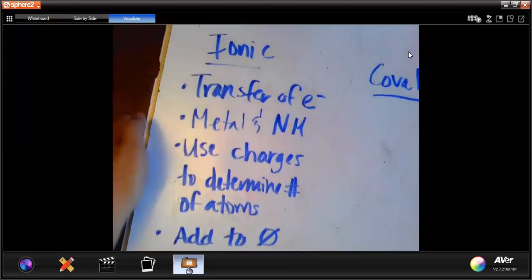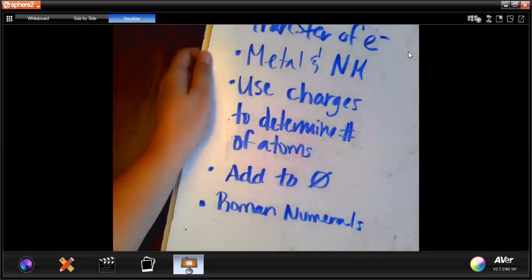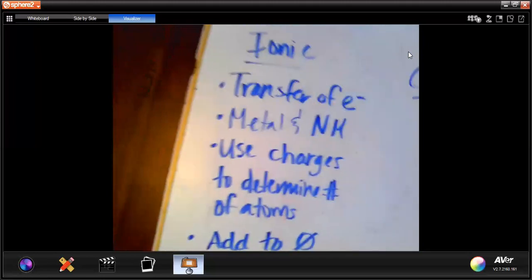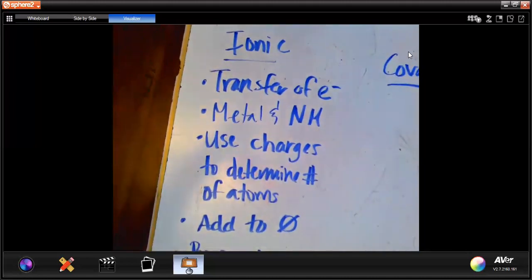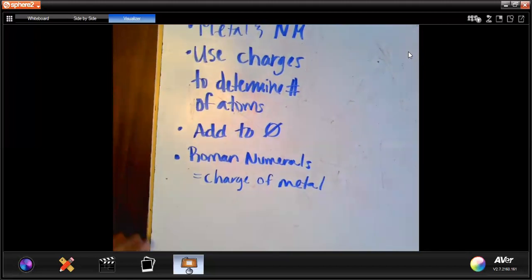When that happens, we have to use these Roman numerals to tell the charge, right? So it tells the charge of a metal. Okay, now, not all metals need this. Not all metals need the Roman numeral.